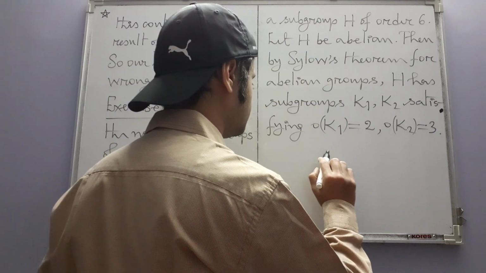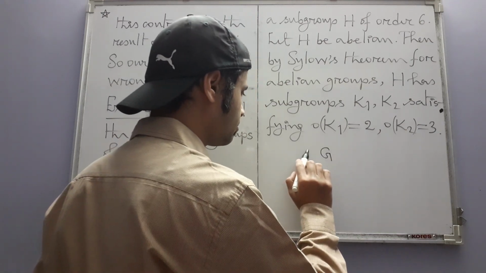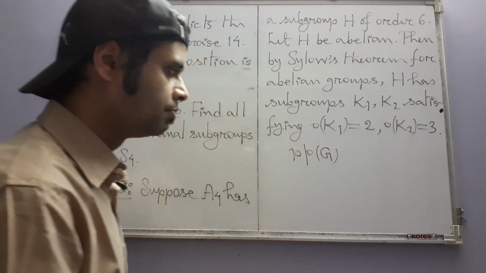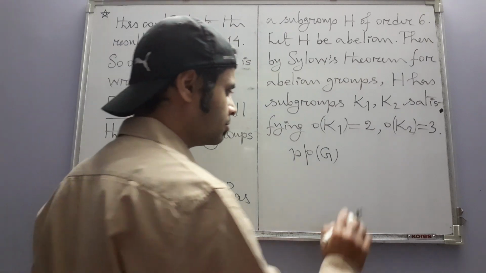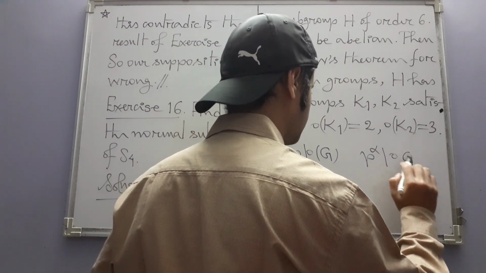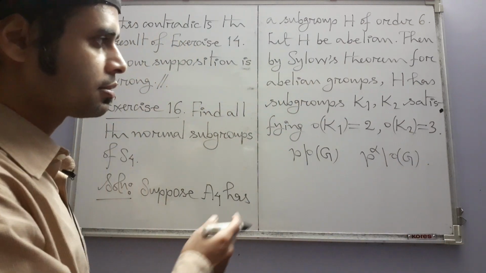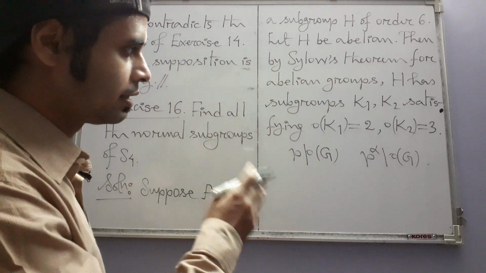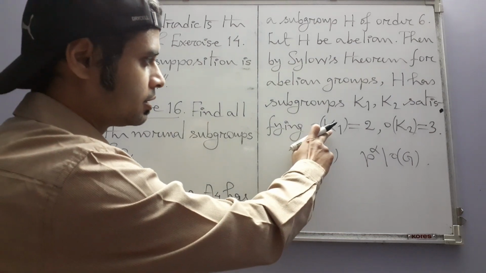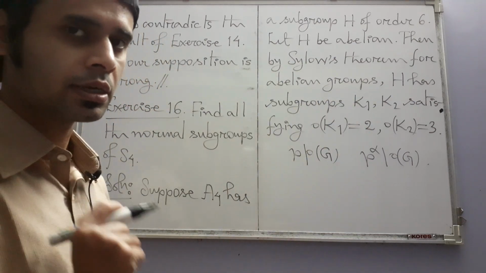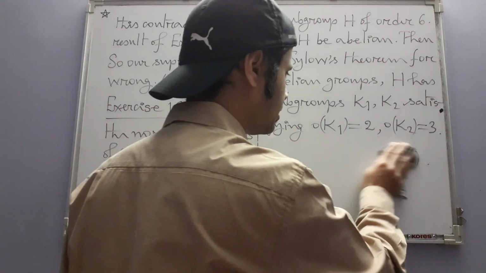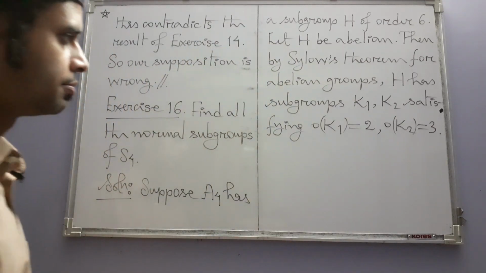say you have a finite abelian group G whose order is divisible by some prime P. Then G has a subgroup whose order is the largest power of P that divides the order of G. In this case, we have these two primes, and the largest power of 2, for example, that divides the order of H is 2 itself. So there is a subgroup of order 2, just like that there is a subgroup of order 3. Now being subgroups of an abelian group, both K1 and K2 are normal in H.